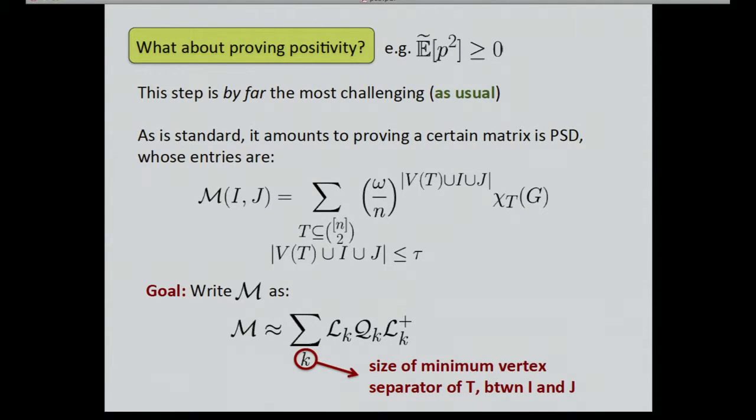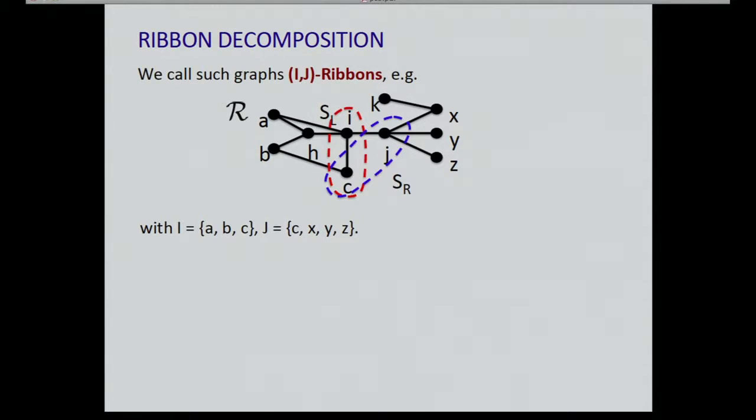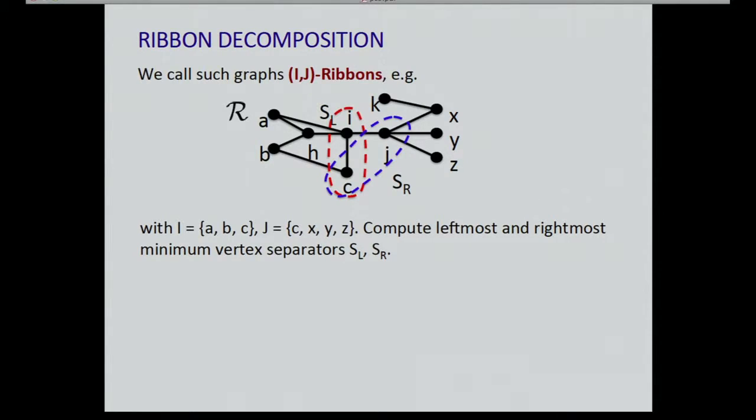The goal is to write M approximately as some PSD factorization, where if you think about this set T, that's a graph that connects I and J, because that's the set that indexes the rows and the set that indexes the columns. So what you want is to write it as a factorization this way, where k represents the size of some sort of minimum separator between I and J. That's the underlying graph theory. We can think about one such graph. Imagine this were T, although I'm going to call it R, and it connects this I to this J. The idea is to look for the leftmost and rightmost separators.